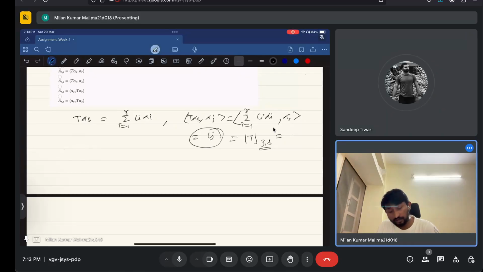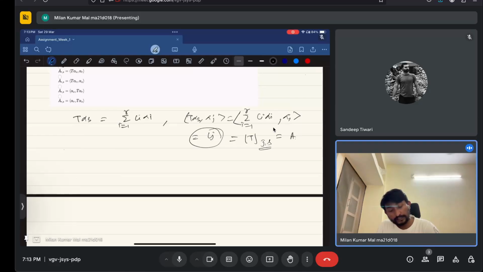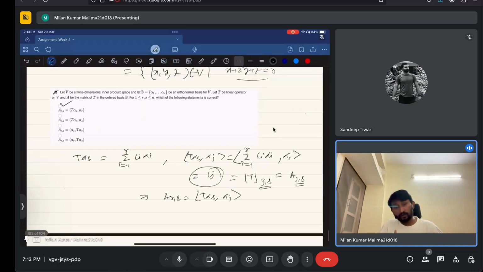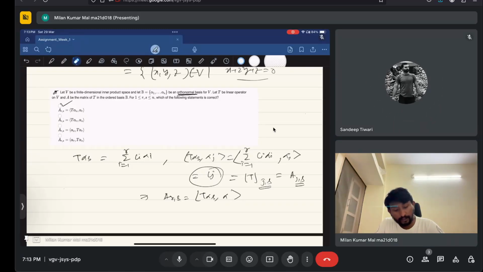So here it is R. Let's write the coefficient, the coordinate vector. So this is A J comma S. Therefore A R comma S is equal to the inner product of T alpha S with alpha J. I think this is there in Hoffman-Kunze's book. But the main factor you need to point out is that it is an orthonormal basis, alpha 1 through alpha R.